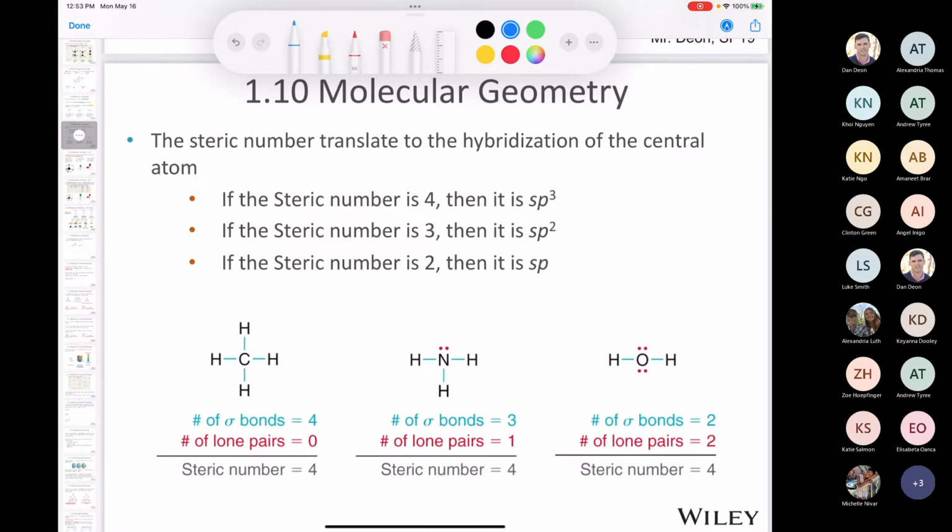Just skipping ahead here and thinking about hybridization and steric number. If the steric number is 4, then the hybridization of your central atom is sp3. If the steric number is 3, it's sp2. And if the steric number is 2, it's sp. And thus, since the carbon, nitrogen, and oxygen in methane, ammonia, and water all have the same steric number, they are all sp3 hybridized. The carbon is sp3, the nitrogen is sp3, and this oxygen is sp3.